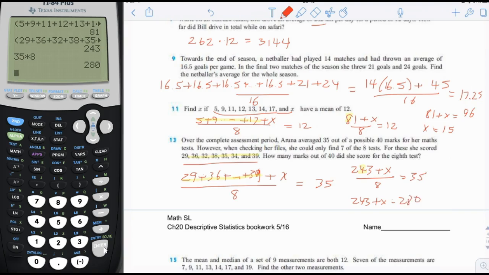I'm going to subtract 243 from both sides, which is going to give me the final answer of x equals 37. Okay? And that's it for page 3 and 4.